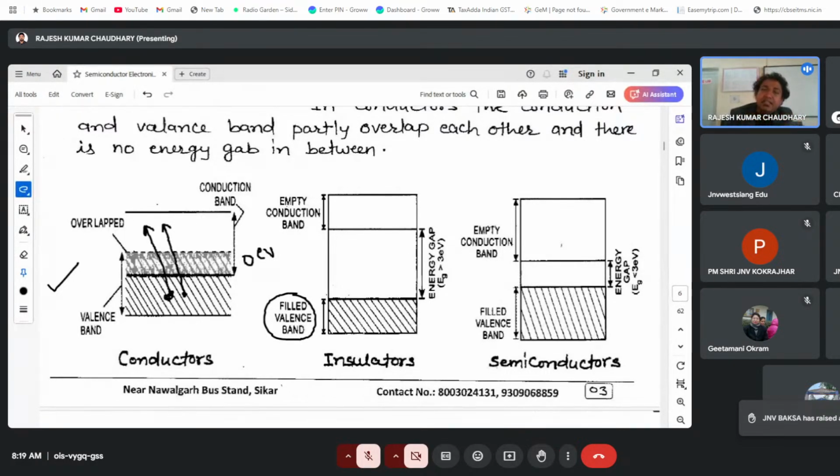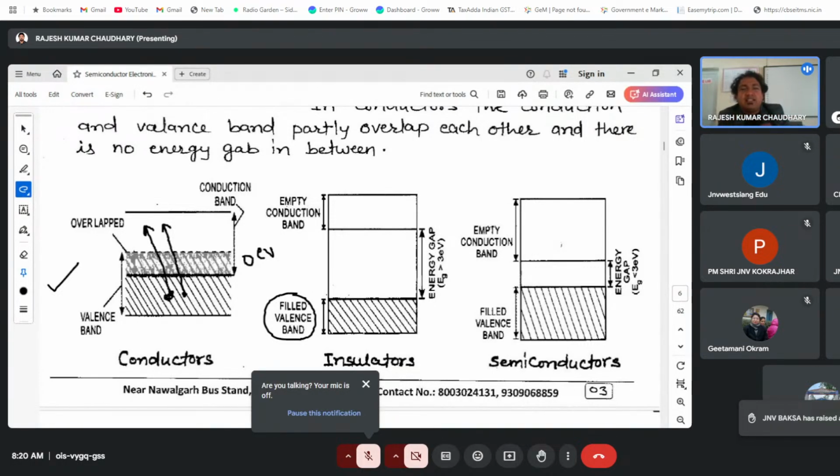The valence band is the one in which electrons are bound to the nucleus. You can consider these as orbits around the nucleus. So those orbits in which electrons are very much bound to the nucleus will be called the valence band. And you know that orbits which are closer to the nucleus have very little energy.